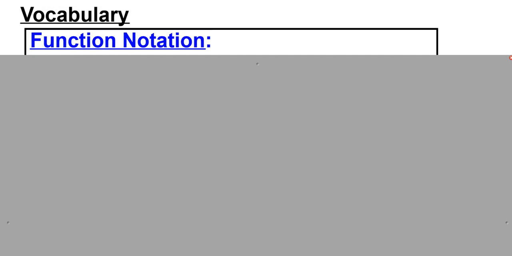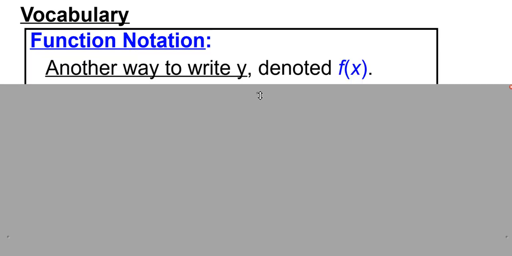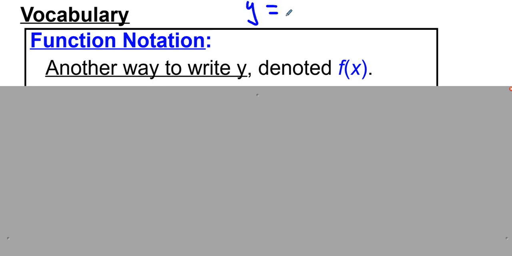This is section 3.3. What we are going to be talking about is function notation. Now, function notation is simply a different way to write y. So up to this point, you've been writing things like y equals 2x plus 7. Well, now we're going to denote y as f of x. So instead of writing a y, I can change that out to instead say f of x. And f of x still means y. It's just a different way to write y.